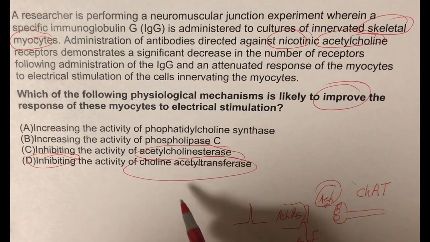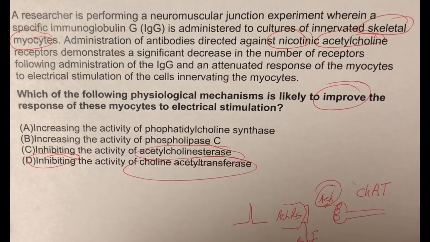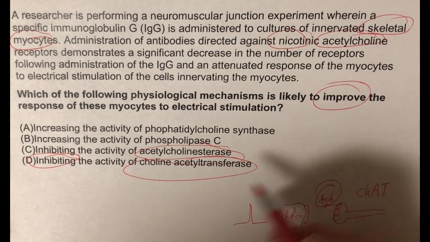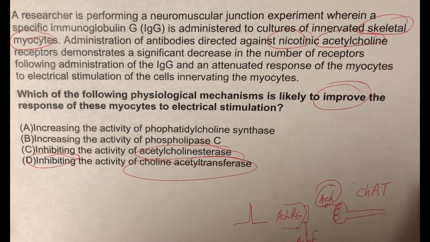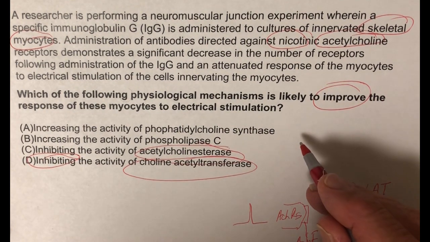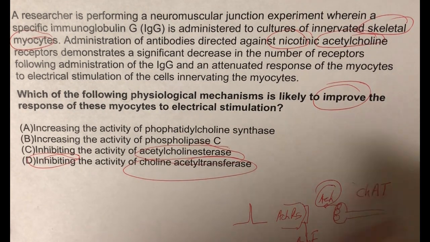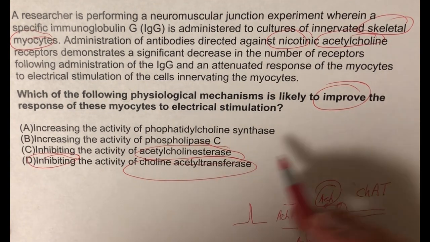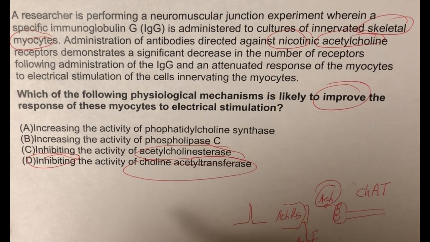Let's look at A and B. Phosphatidylcholine synthase doesn't seem appropriate because phosphatidylcholine synthase is the enzyme for making phospholipids in all membranes, nothing specific to nerves or muscles or excitable tissue, and would maintain the integrity of the membrane, but it certainly wouldn't be as good as acetylcholinesterase in improving the response to electrical stimulation.